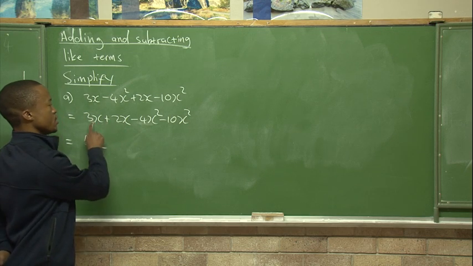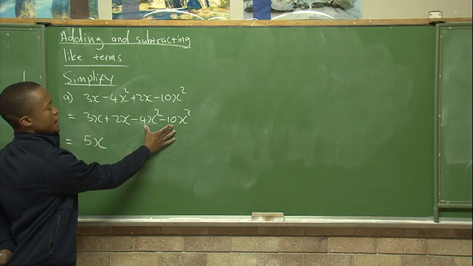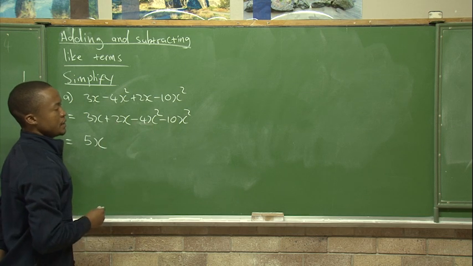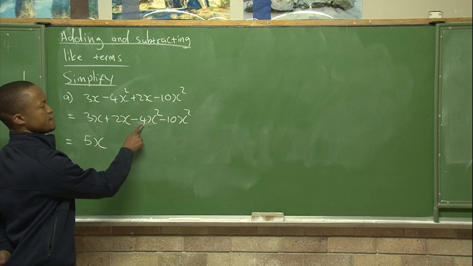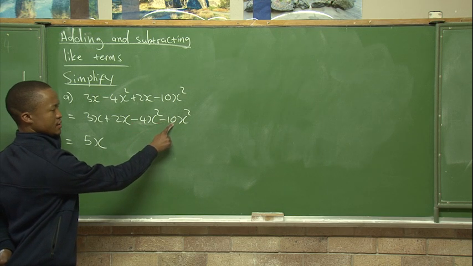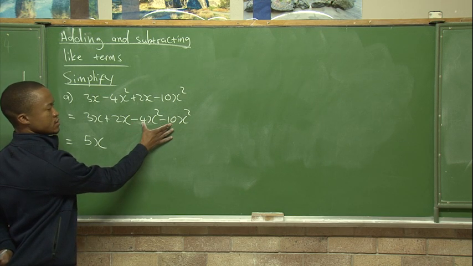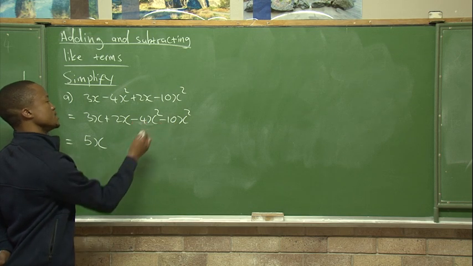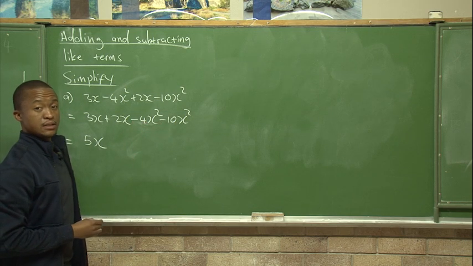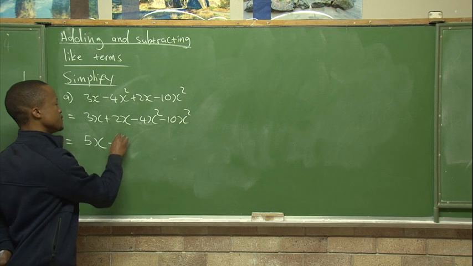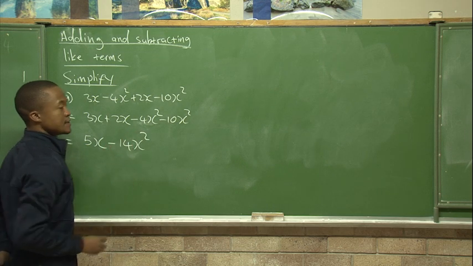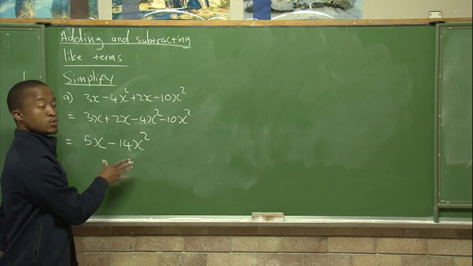So now we work with the coefficients. We go to the second pair that we grouped. We have negative 4 minus 10, because you now work with the coefficients. So negative 4 minus 10 will give us negative 14 on the number line. So we have a negative 14x squared. So by that, we've simplified fully.